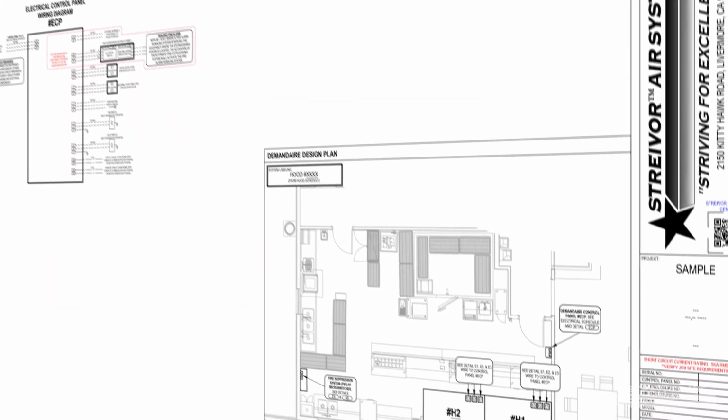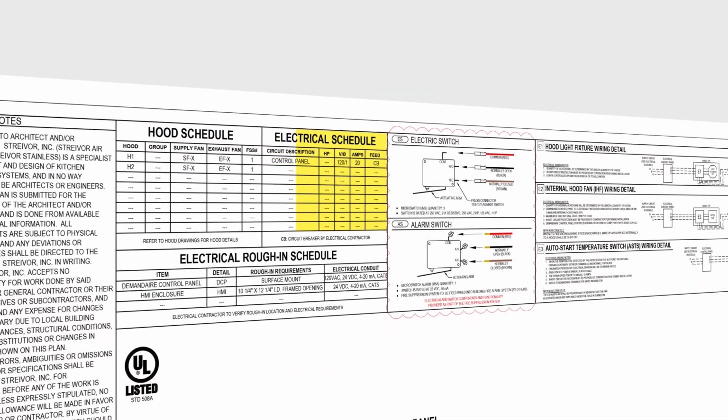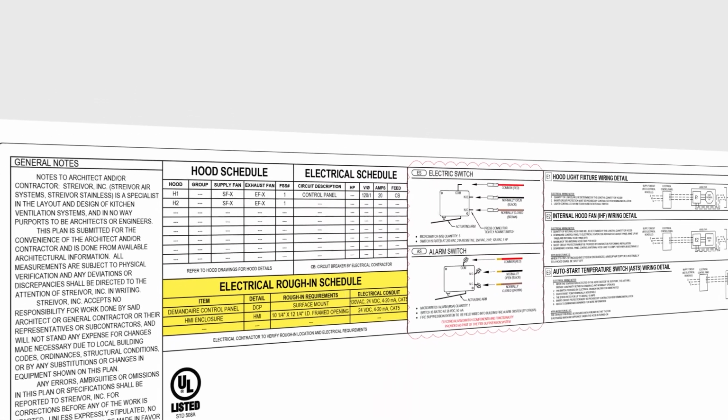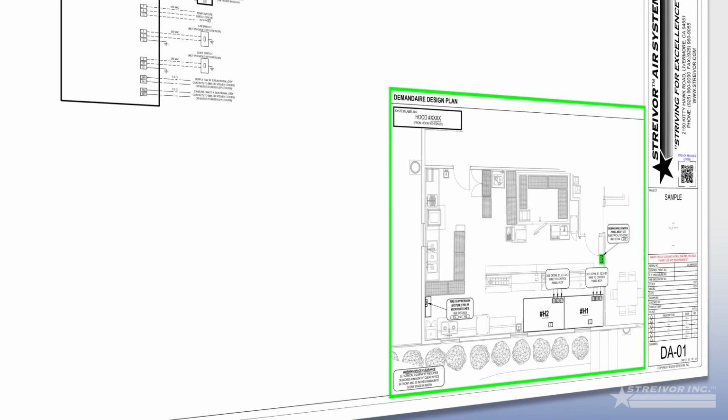Reference the Streivor DemandAire ECP drawing, labeled DA, to obtain installation details from the hood schedule, electrical schedule, and electrical rough-in schedule. Identify the location and mounting method that were specified for the ECP by reviewing the drawing's design plan.